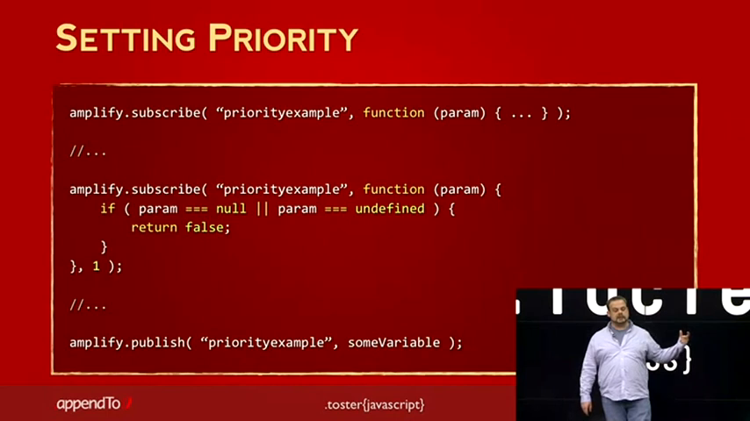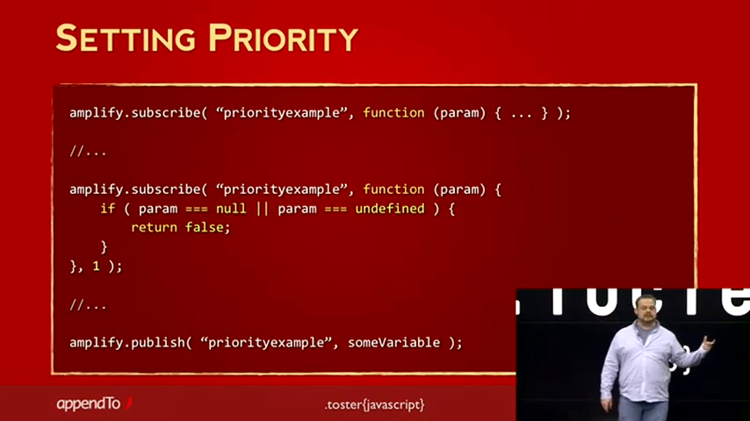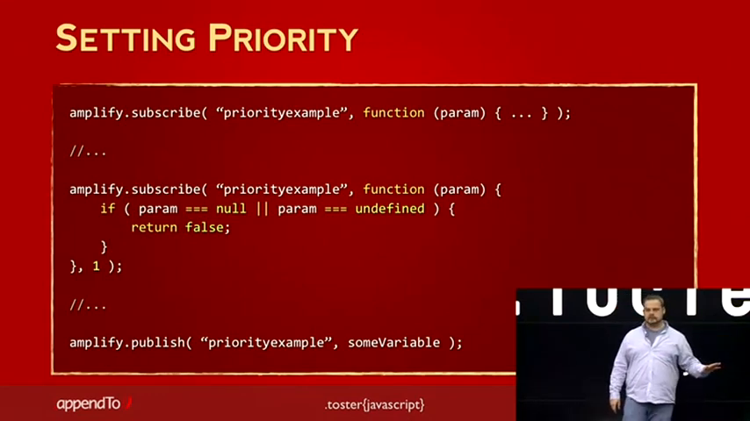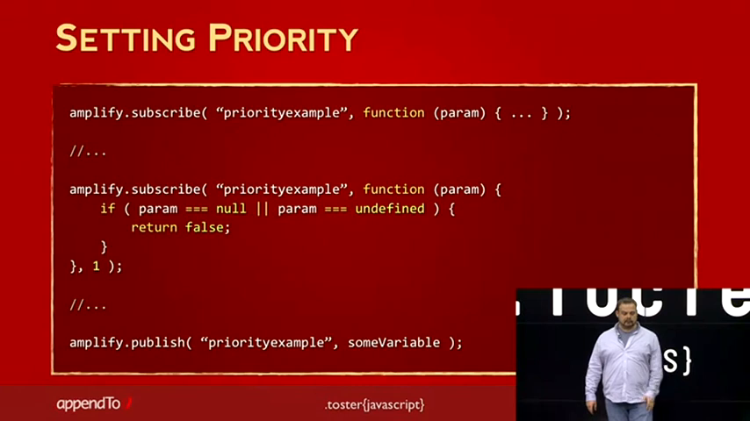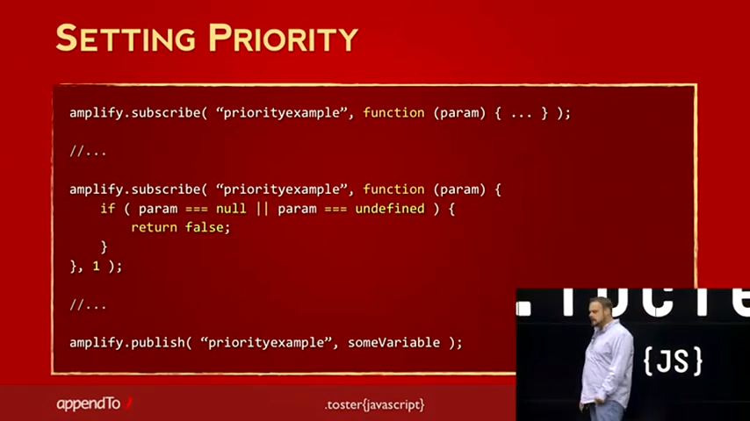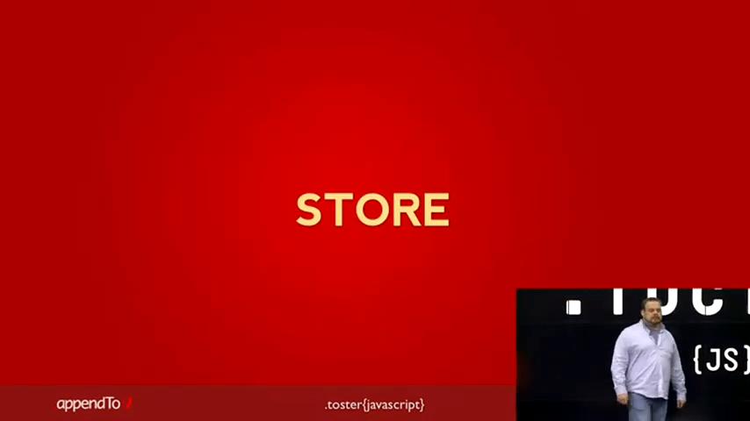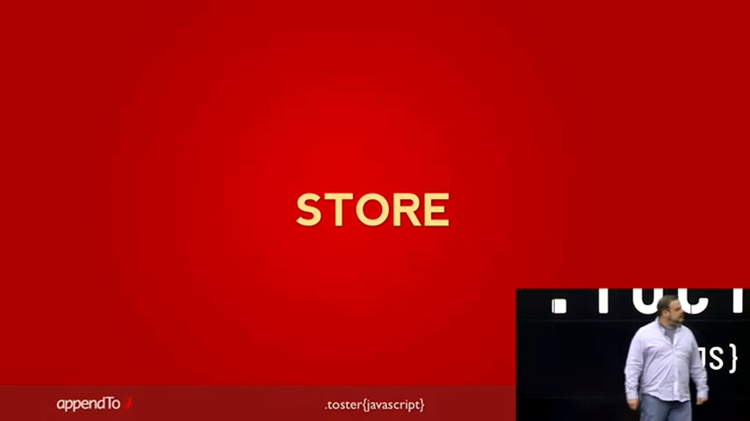But our second subscription has the same topic, and our callback function is checking to see if the parameter is actually null or undefined. And if they are, we're just going to return false. We're just going to kill the subscription. We're not going to do any more work on that. So that's a good way to check for errors in the parameters that you're passing into it. So that's publication subscription. It's pretty easy.